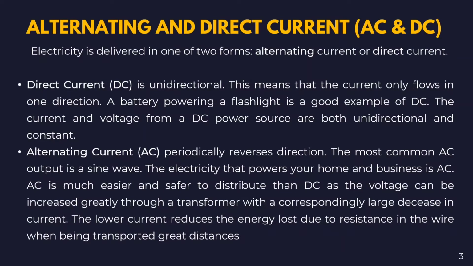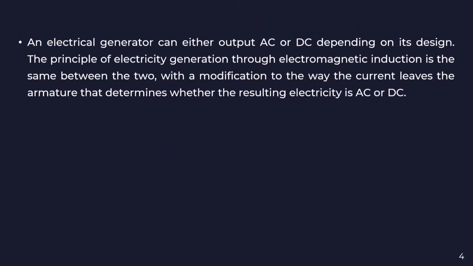Alternating current periodically reverses direction. The most common AC output is a sine wave. The electricity that powers your home and business is AC. AC is much easier and safer to distribute than DC, as the voltage can be increased greatly through a transformer with a correspondingly large decrease in current. The lower current reduces the energy loss due to resistance in the wire when being transmitted great distances.